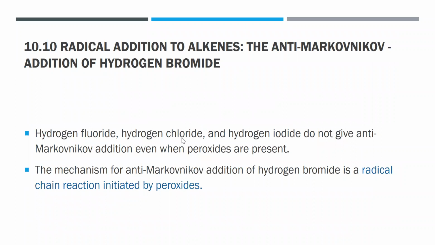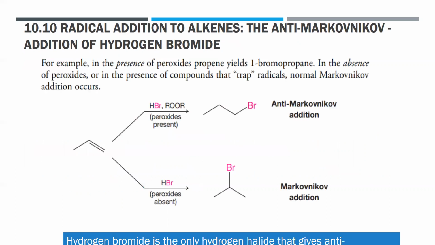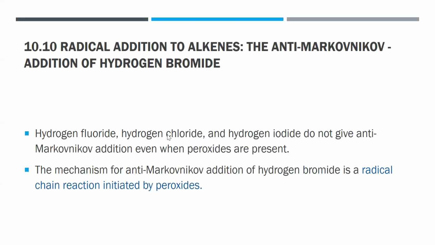So hydrogen fluoride, hydrogen chloride, and hydrogen iodide do not give anti-Markovnikov addition even when peroxides are present. The only hydrogen halide that will give the anti-Markovnikov addition is hydrogen bromide. The peroxide's presence has no effect for HF, HCl, and HI. Only for hydrogen bromide, HBr, it follows the radical chain reaction initiated by the peroxide.